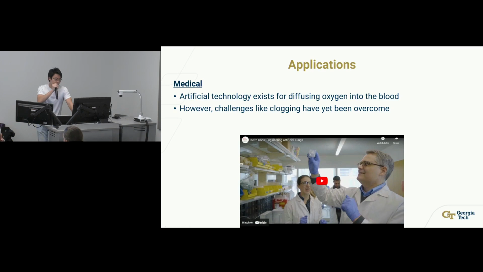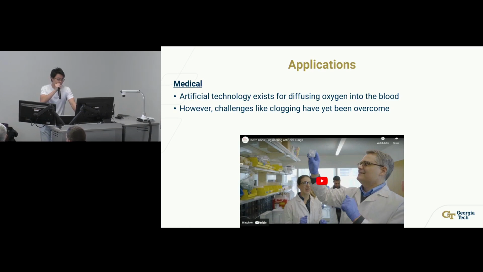Actually, the artificial lung technology exists for diffusing oxygen into the blood. And there's only one challenge, because it clogs a lot, and they still have to overcome that before it becomes useful.